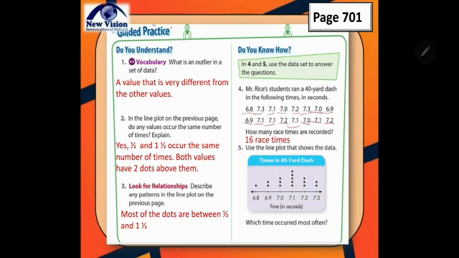Number 5, use the line plot that shows the data. Which time occurred most often? So this part has the greatest number of dots. So the time that occurred most often is 7.1 seconds.